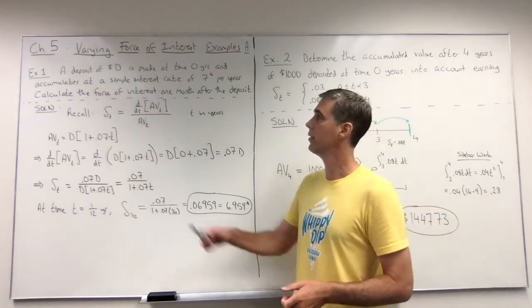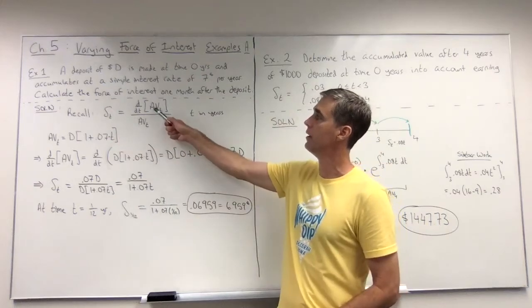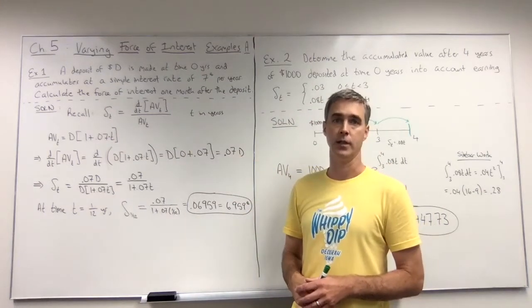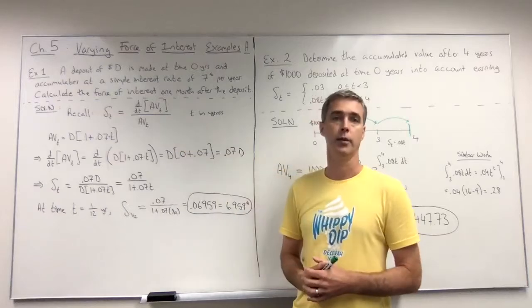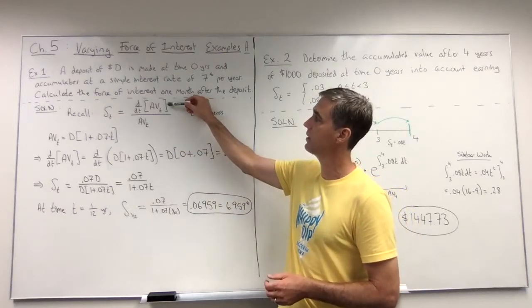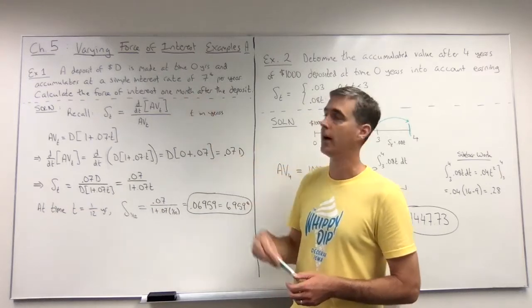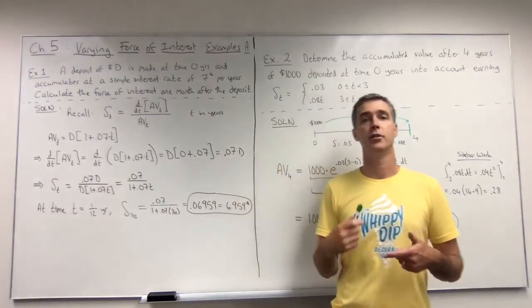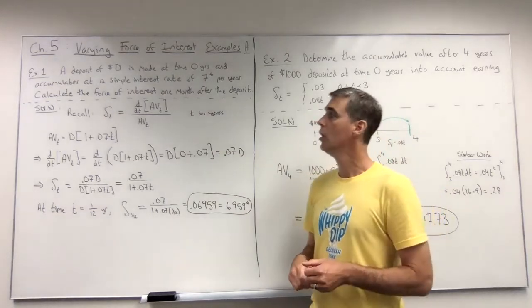So to remind you of it, the force of interest is defined to be the derivative of the accumulated value at time t, the derivative with respect to t, divided by the accumulated value at time t. So it's the instantaneous rate of change of the accumulated value divided by the accumulated value. So it is the percentage rate of change of the accumulated value, right?